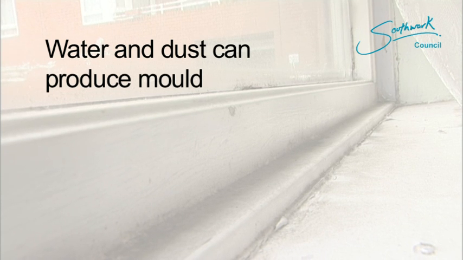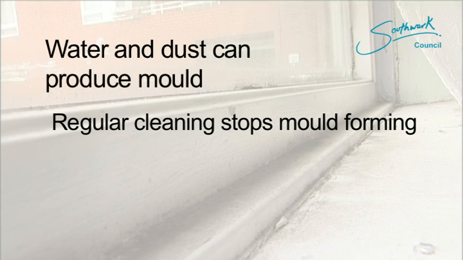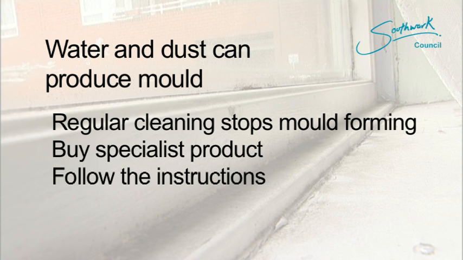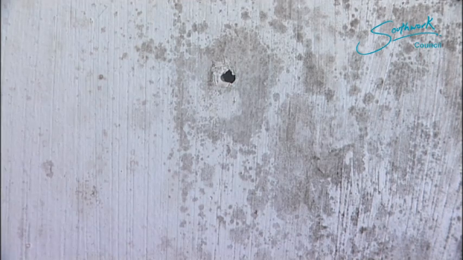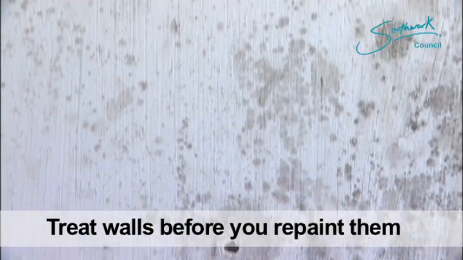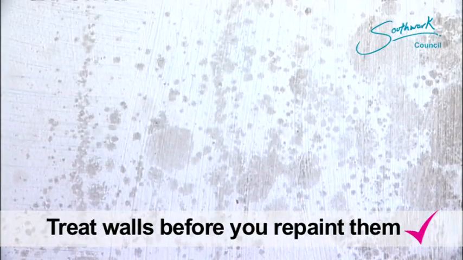Water and dust can produce mould. Regular cleaning stops mould forming. Buy specialist product. Follow the instructions. Dispose of chemicals safely. After cleaning away mould, you need to treat the walls before you can repaint them.